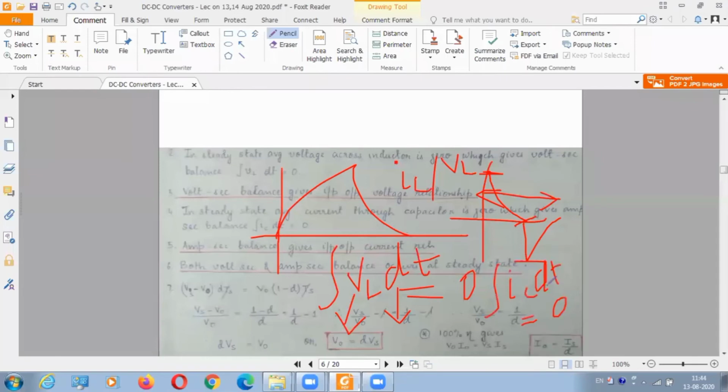Why are these two equations required? Because from this we can find out the input output voltage relationship, and from this the input output current relationship. That's why we go for these volt second balance equations.